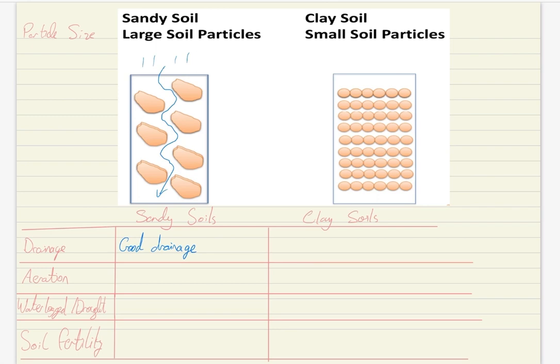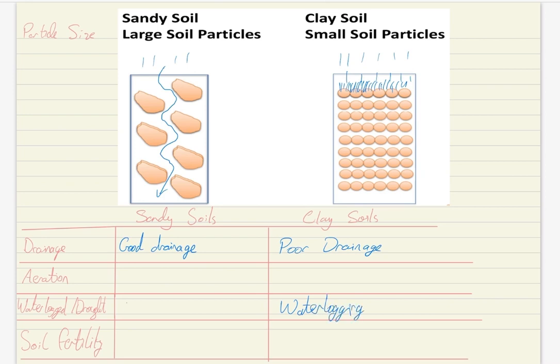In regards to clay soils, if it starts raining, which it does a lot, the water isn't going to be able to infiltrate or move down through the clay soil particles because they're too small and too compact together. So our clay soils are going to have poor drainage and are going to be prone to waterlogging. Okay, so imagine if the rain keeps coming down, it's going to be prone to waterlogging.